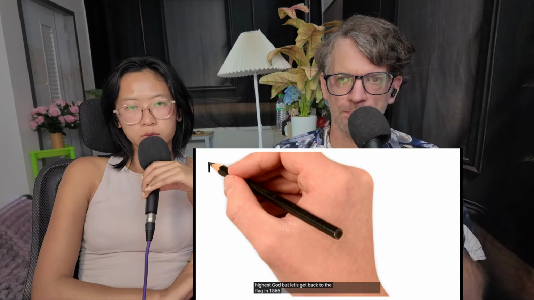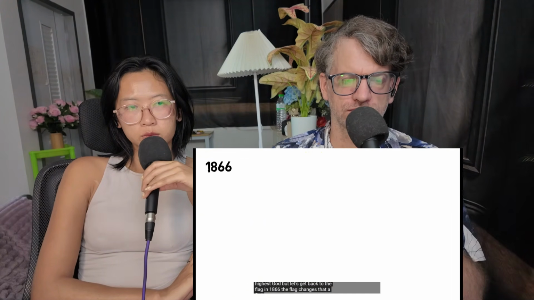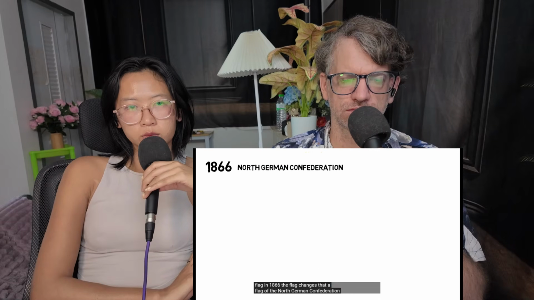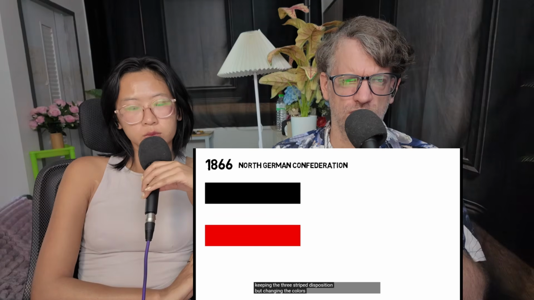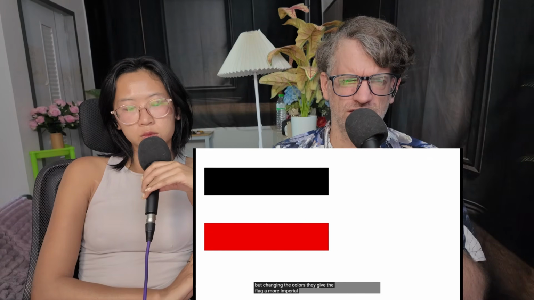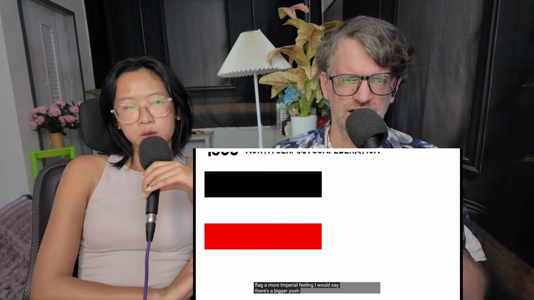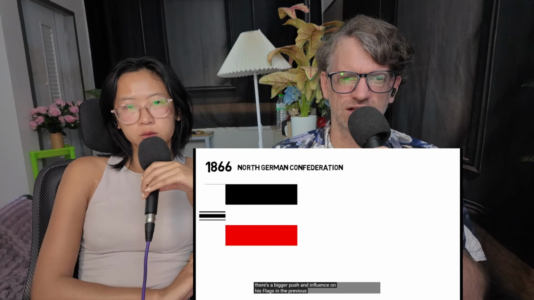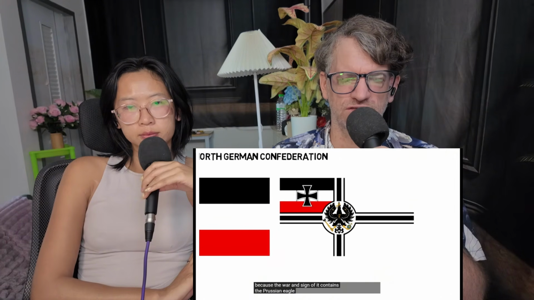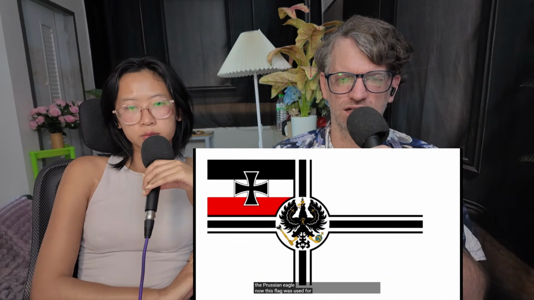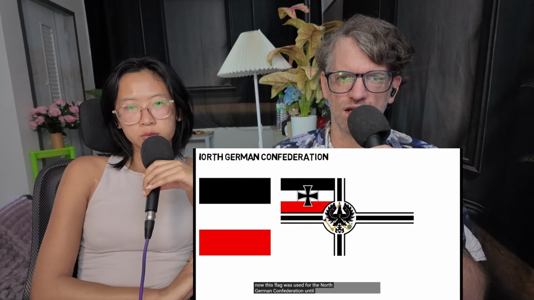In 1866, the flag changes to the flag of the North German Confederation, keeping the three-stripe disposition, but changing the colors to give the flag a more imperial feeling. I would say there's a bigger Prussian influence than the previous flag, especially because the war ensign of it contains the Prussian eagle. Now, this black flag was used for the North German Confederation until 1871.